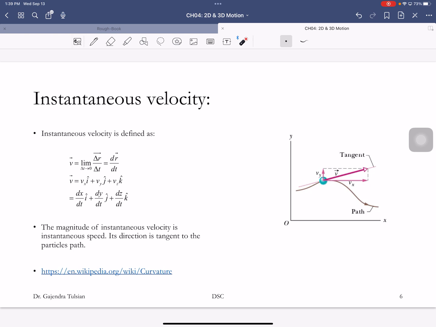The x component of that is dx by dt, the y component is dy by dt, the z component is dz by dt. That's the x component of the velocity, the y component of the velocity, and the z component of the velocity. The magnitude of this velocity vector is your instantaneous speed. So the length of that vector is your speed. Again, no matter what your trajectory, the velocity vector is always tangent to the trajectory.